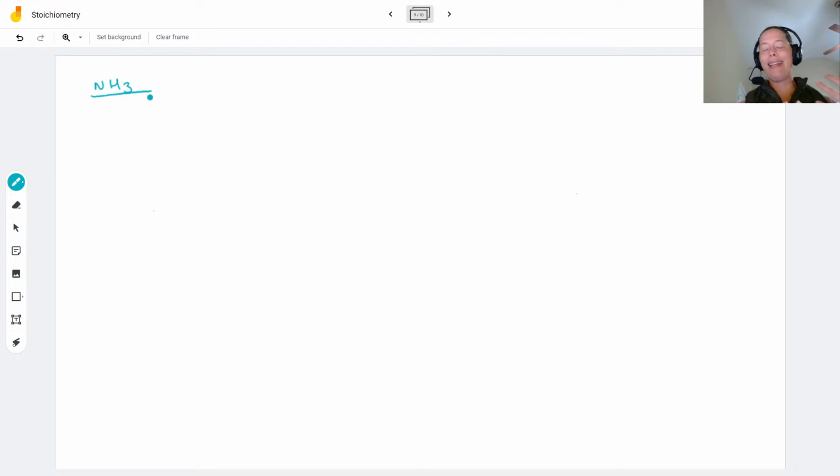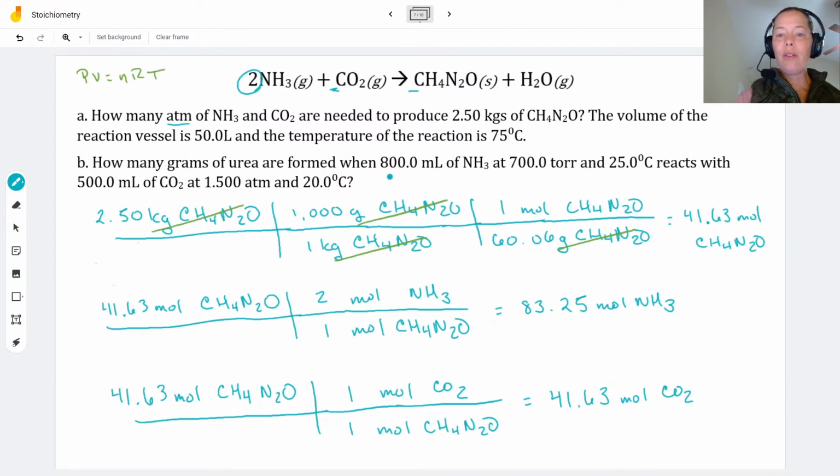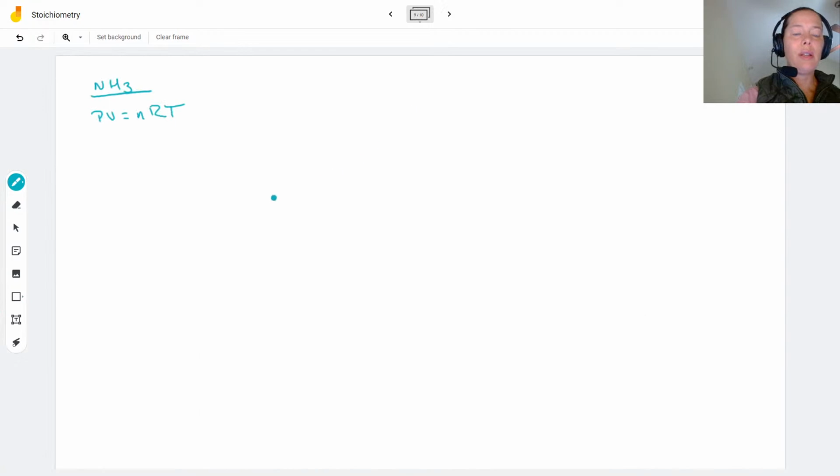This is how I keep things together: I make sure I do these kinds of headings. I'm using the ideal gas law, which means if I'm going to solve for N, my number of moles, I need to know pressure, volume, and temperature. Again, I'm going to choose my R based on my units. My pressure is 700 torr, and this is all ammonia. I want to make sure I don't mix up any of my carbon dioxide in here.